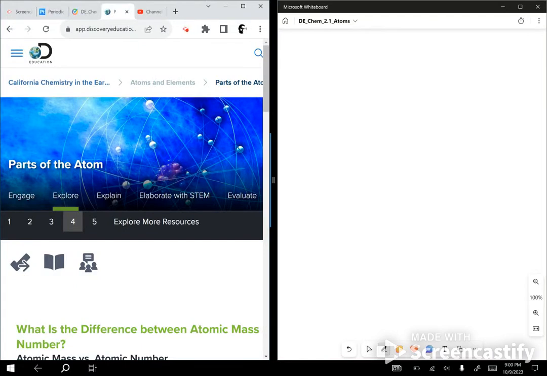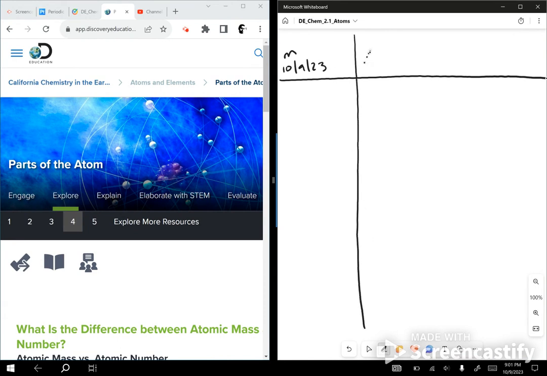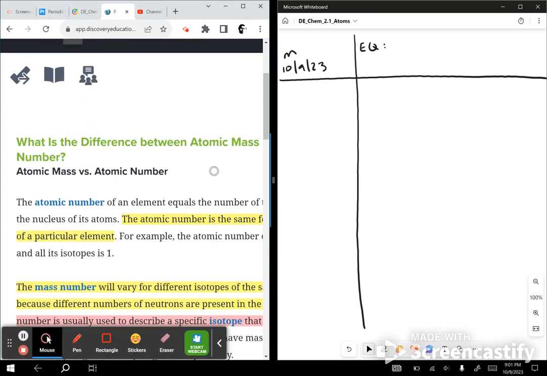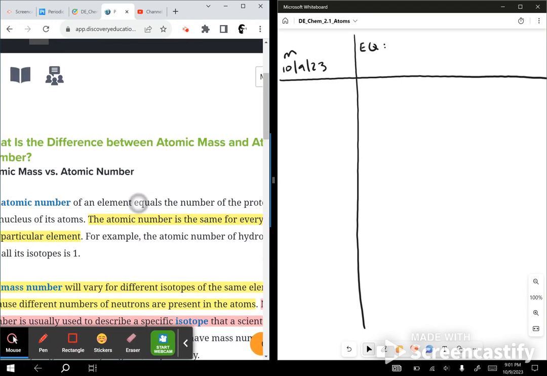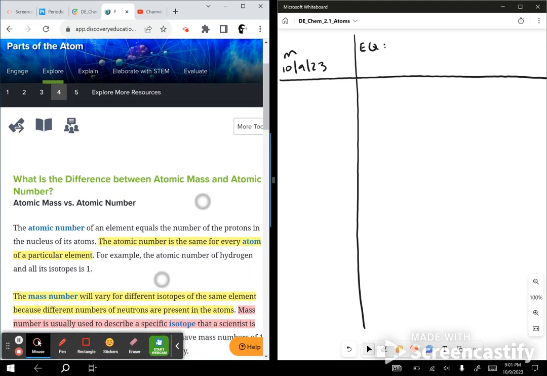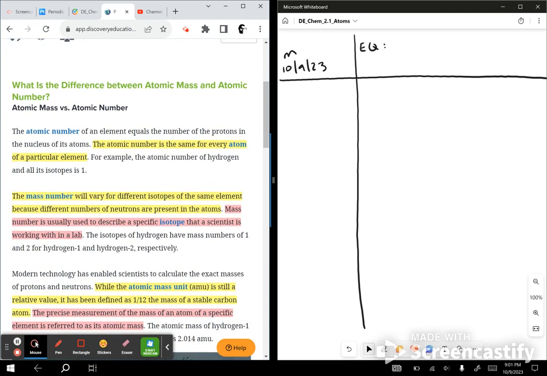Continuing, part 4, Explore number 4 of parts of an atom. Today's date. The essential question: what is the difference between atomic mass and atomic number? Okay, let's write that down.